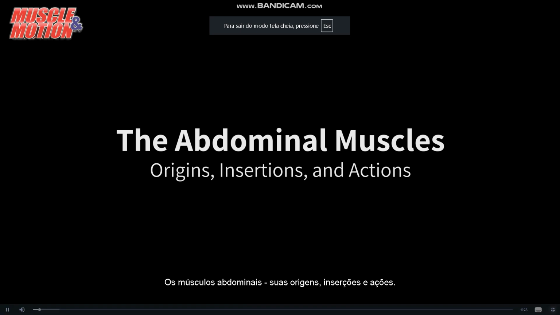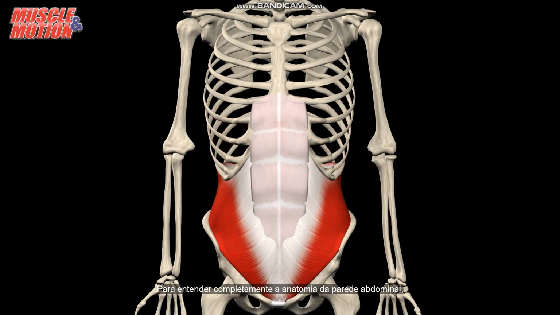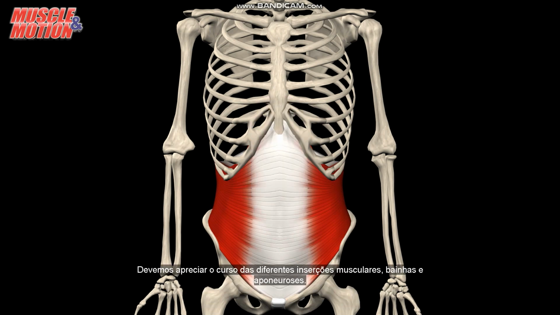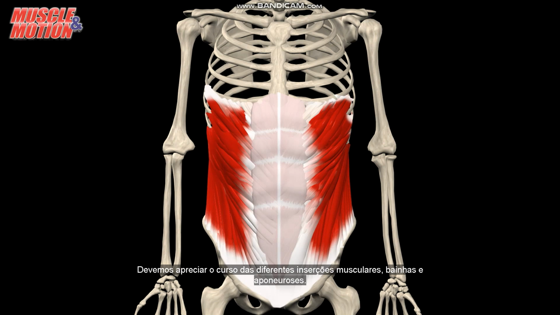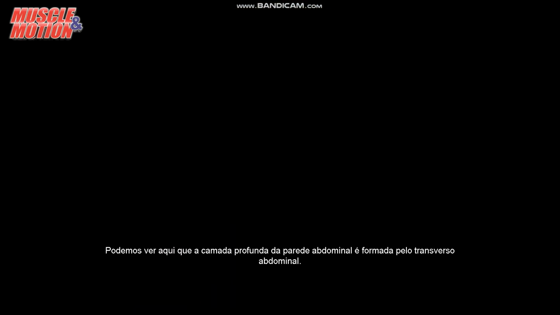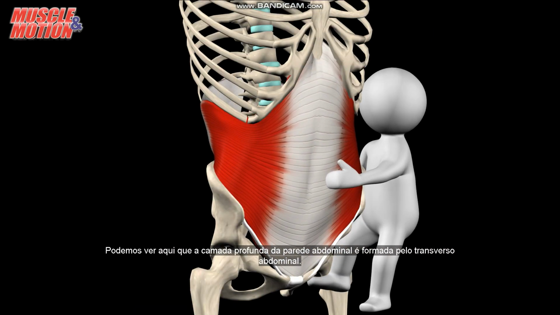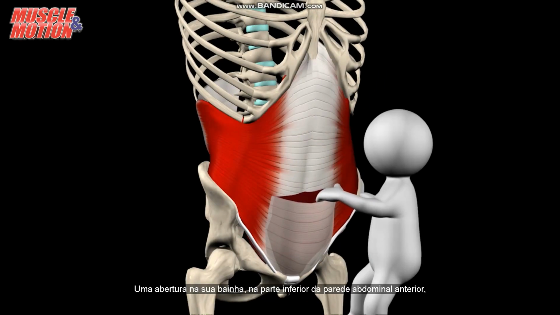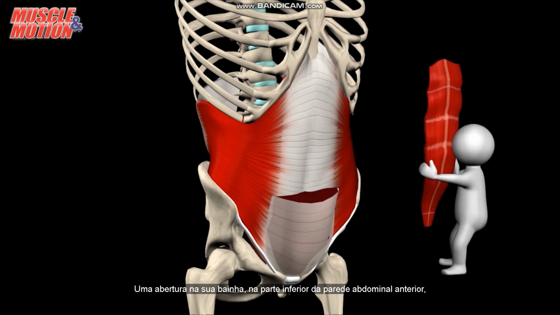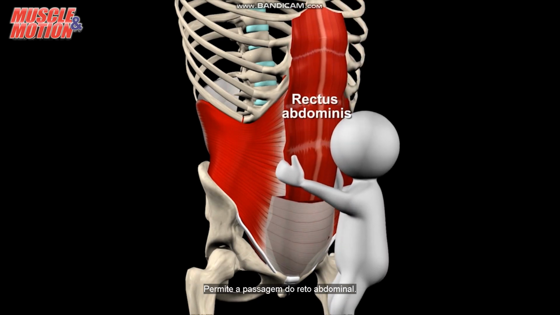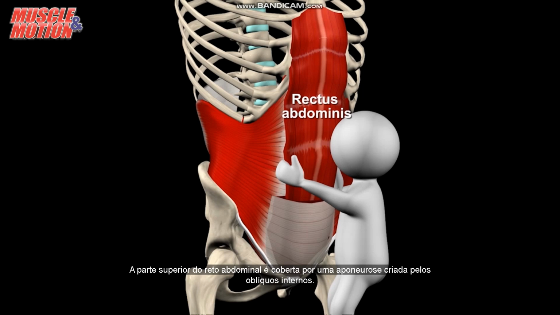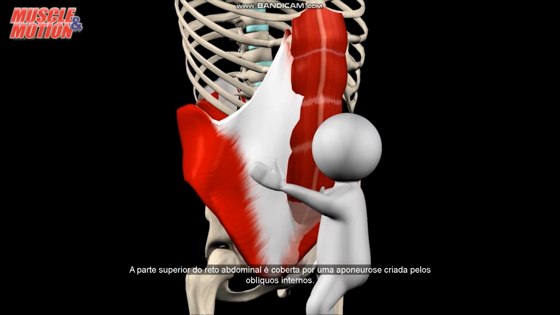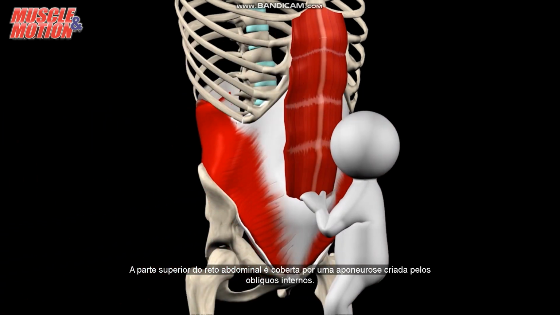Insertions and actions. To fully understand the anatomy of the abdominal wall, we must appreciate the course of the different muscle attachments, sheaths, and aponeuroses. We can see here that the deep layer of the abdominal wall is made of the transversus abdominis. An opening in its sheath at the lower part of the anterior abdominal wall enables the rectus abdominis to pass through. The upper part of the rectus abdominis is covered by an aponeurosis created by the internal obliques.